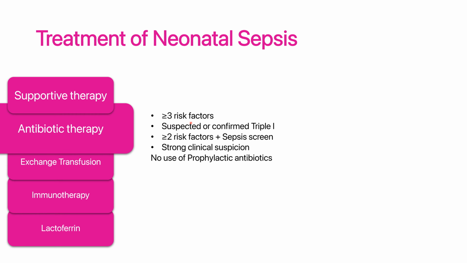So whenever there are three or more risk factors, whenever there is suspected or confirmed intrauterine infection or inflammation, that is triple I, whenever there are two or more risk factors plus a positive sepsis screen, or whenever there is strong clinical suspicion. So basically any scenario which leads us to suspect neonatal sepsis, we have to administer antibiotics. There is no use of prophylactic antibiotic therapy. That means if a baby doesn't have any risk factors, clinical findings, or investigations suggesting sepsis, we cannot administer antibiotics to prevent sepsis. Antibiotic therapy is only for treatment of neonatal sepsis, not for prevention.